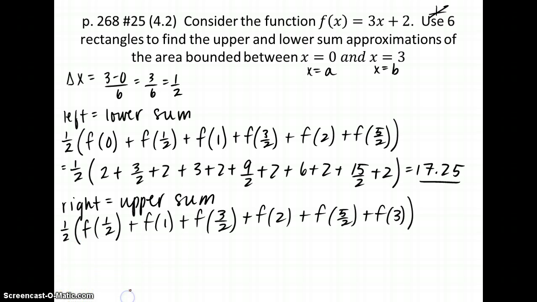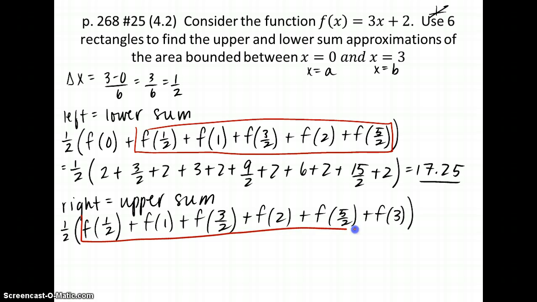We talked about this, but look at all of the overlap in the left and right upper sum, or left and right endpoint sums. The left endpoint starts at A and excludes B. The right endpoint excludes A and ends at B. So we would really just be subtracting 2 from this and adding 11. But again, you can verify the answer, and it would be 21.75.